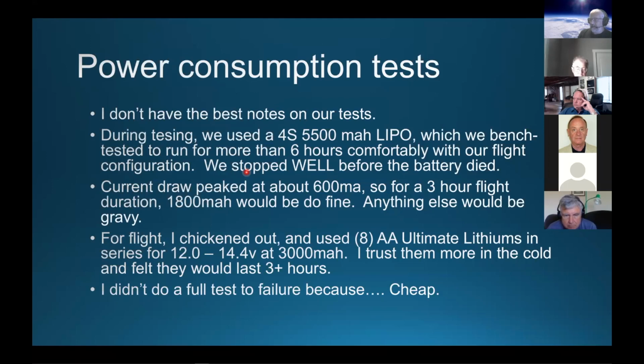That said, I kind of chickened out when flight time came, since I knew that I had good measurements and good tests, and knew that we weren't going to draw that much current. I went to my old standby AA Ultimate Lithium batteries. I wired 8 of those in series, which gives us between 12 and 14.4 volts, and 3,000 milliamp hours. And I just trusted that those would last me more than 3 hours, which is sort of my benchmark for a flight: turn it on before we launch, have 2.5 hours in the air, and a little extra time either way. I didn't do a full test to failure because the Ultimate Lithiums are expensive, but I've used them over and over again and always had good results, and have done tests to failure in the past. So we just went with it.